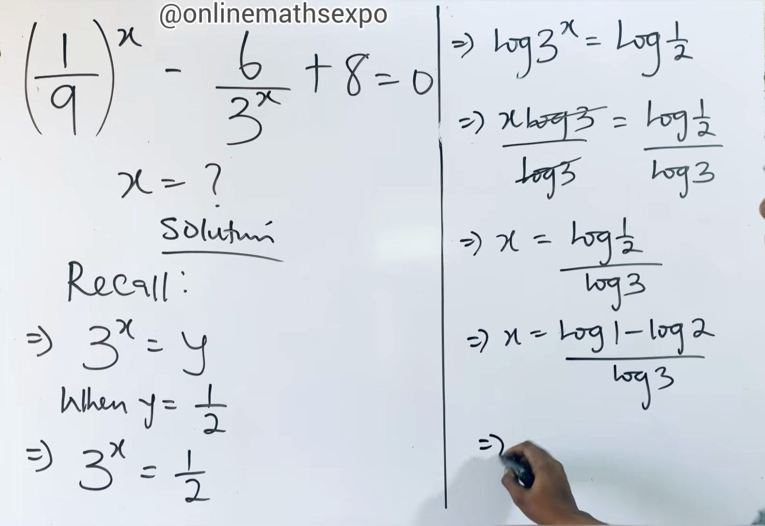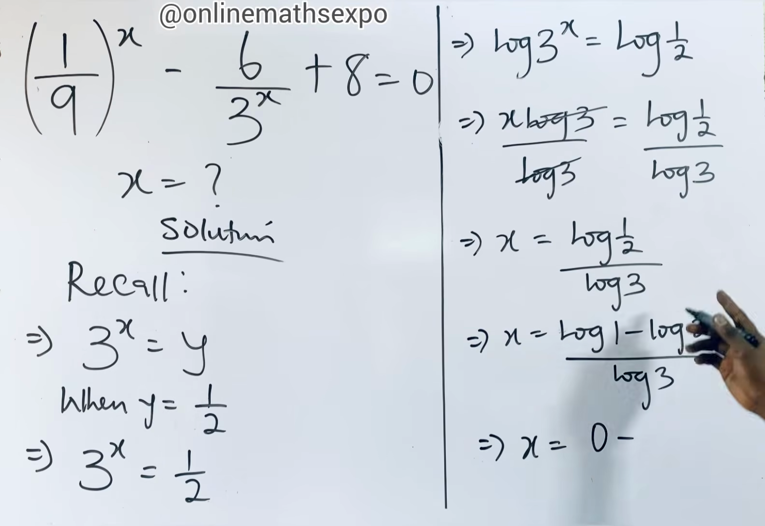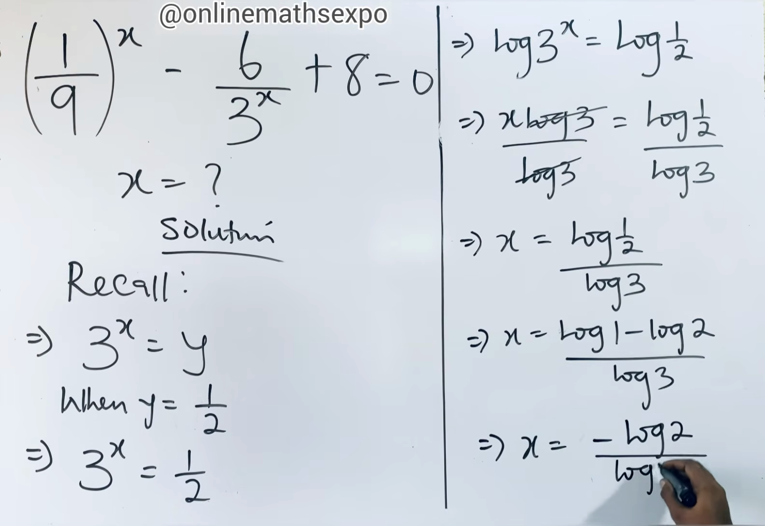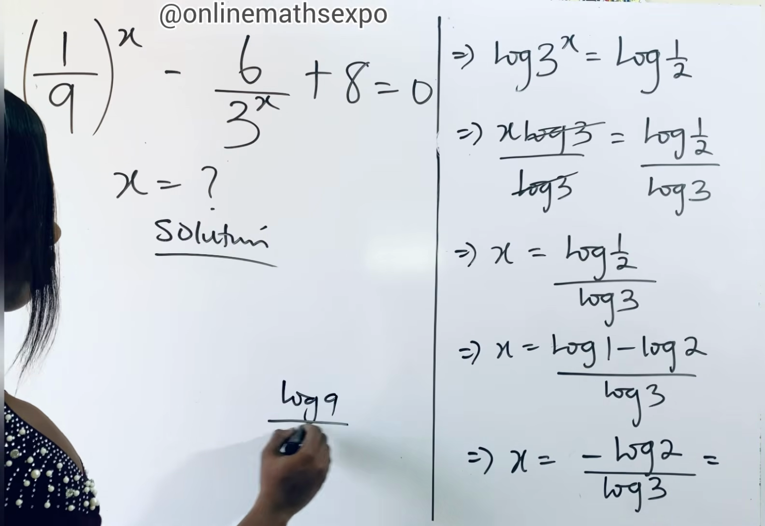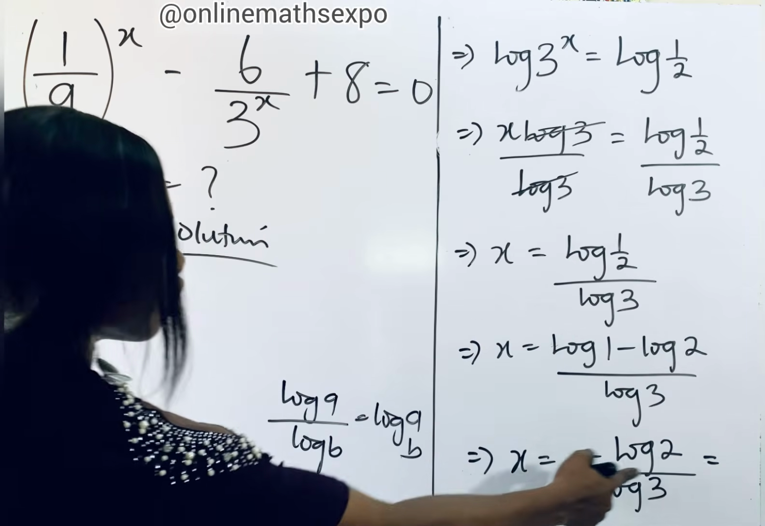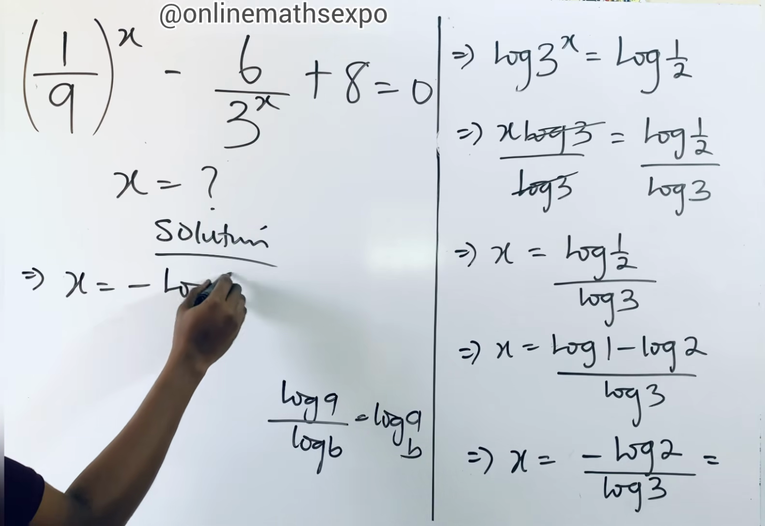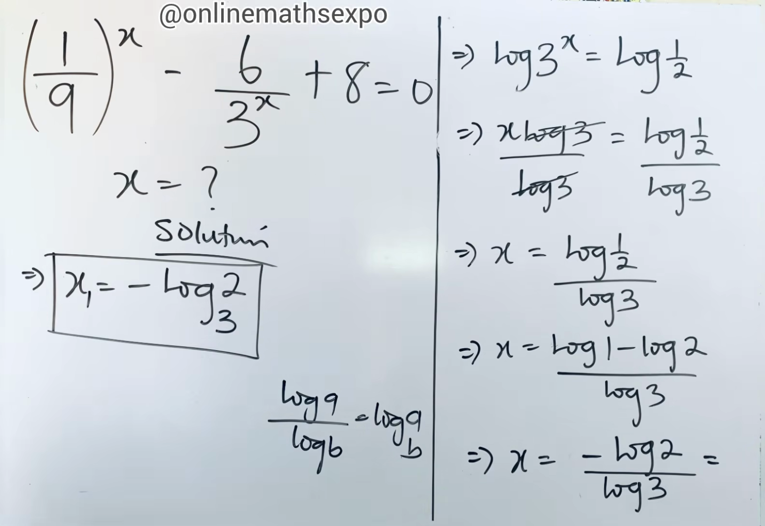So x will give us 0 minus this, and 0 minus this gives us x is equal to negative log of 2 divided by log of 3. Simplifying further, we remember for every log of a divided by log of b, it is log of a base b. So apply it here. We have x is equal to negative log of 2 base 3. So this gives us the first value of x.